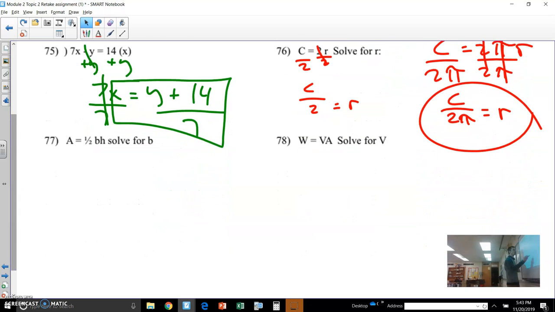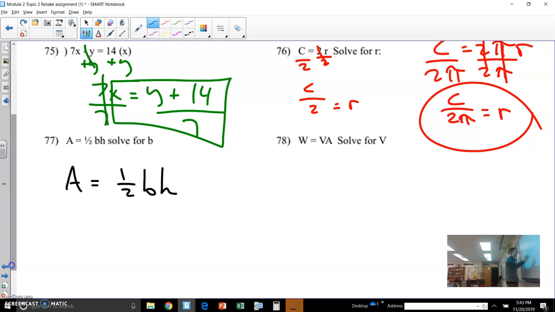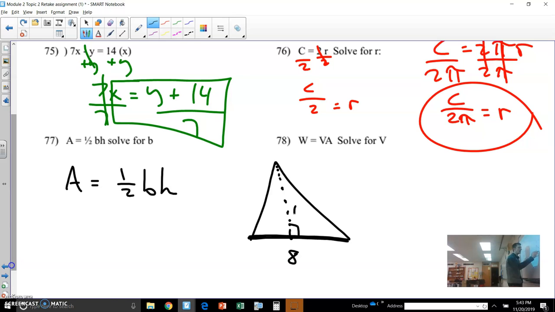Just like this one here. This one is the area of a triangle formula. Area equals 1/2 base times height. So in geometry, if you were given a triangle and that base length was 8 and that height was 10, we could multiply them together and take half of it. 8 times 10 would be 80, and divide that by 2. This would have an area of 40. So that's kind of what we're working on number 77, trying to get b by itself.